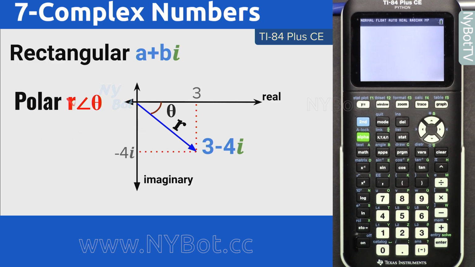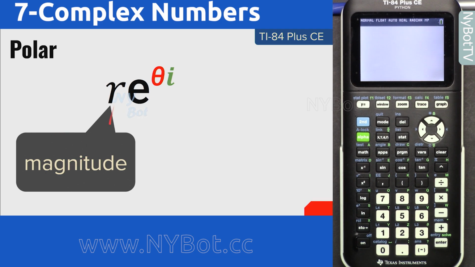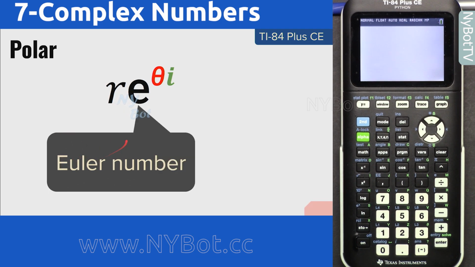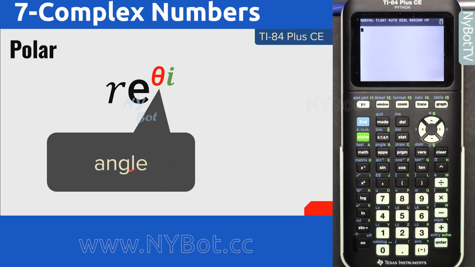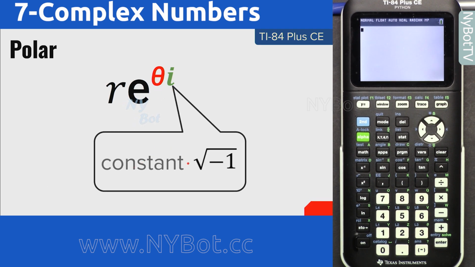And for polar, in some books we use r theta as an angle, or we can use r e to the power theta i, where r is the magnitude, e is the Euler number as a base, and theta is the angle, and i is the constant square root of minus 1.